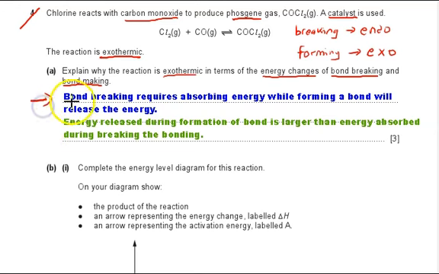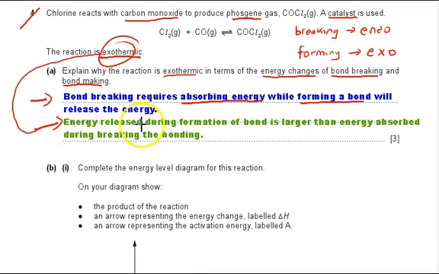Okay, first one is you have to explain bond breaking requires absorbing heat and forming a bond will release the energy. Okay, the second point here will be energy released. You have to relate to the exothermic, okay, for your second point. The energy released during forming a bond is larger than the energy absorbed during the breaking of the bond. And so this reaction is exothermic. Alright, so this is 3 marks for you. And let us look at the next one.